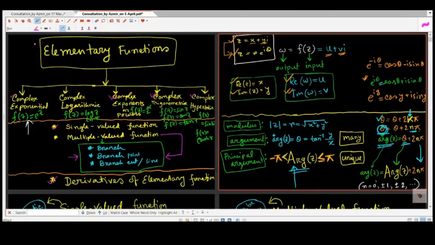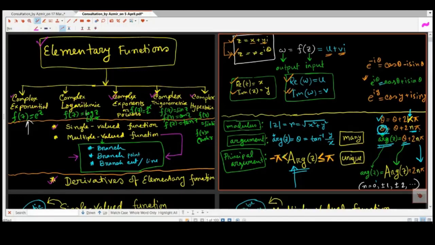In this session, we are going to talk about some elementary functions, and these are complex exponential function, complex logarithmic function, complex exponents or powers, complex trigonometric function, and complex hyperbolic functions. The examples are given here. Complex exponential function can be f of z equals e to the z.